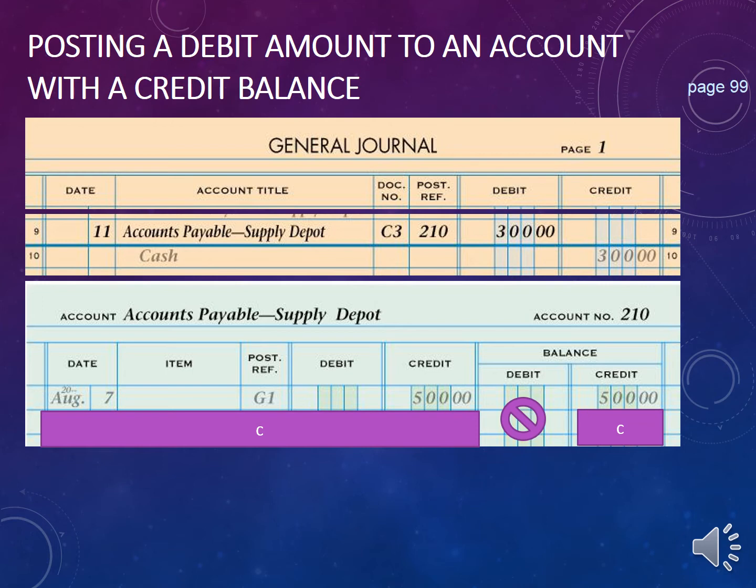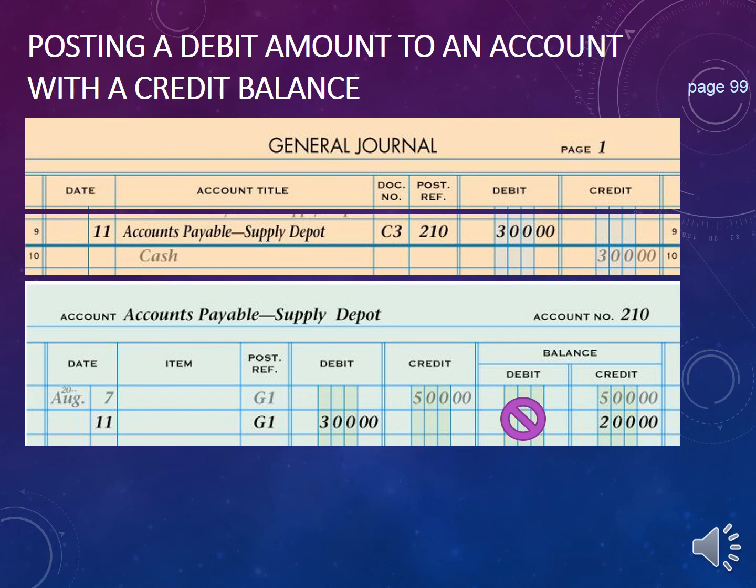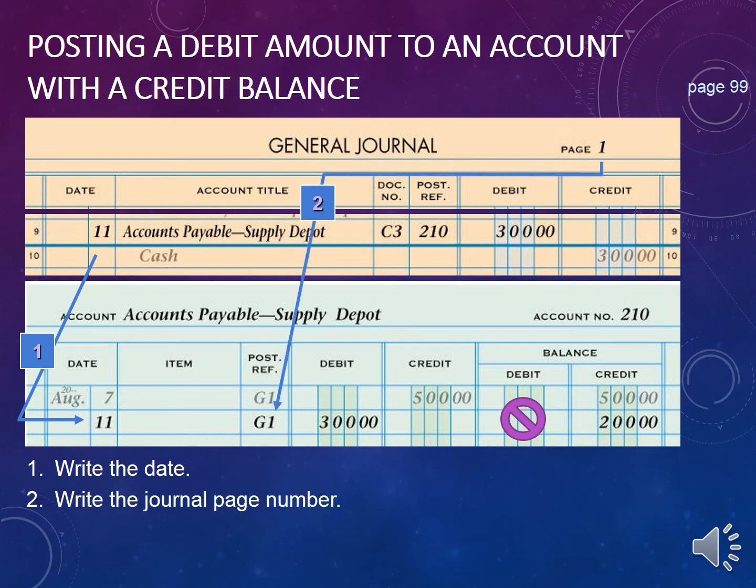So now we need to record on the 11th the payment of $300 to Supply Depot. The first step, we are going to write the date. Then we are going to write the general journal page number in the post reference column. The third step, we are going to record the debit amount. So we're going to take that $300 debit in accounts payable, and in the first debit column, we are going to write $300.